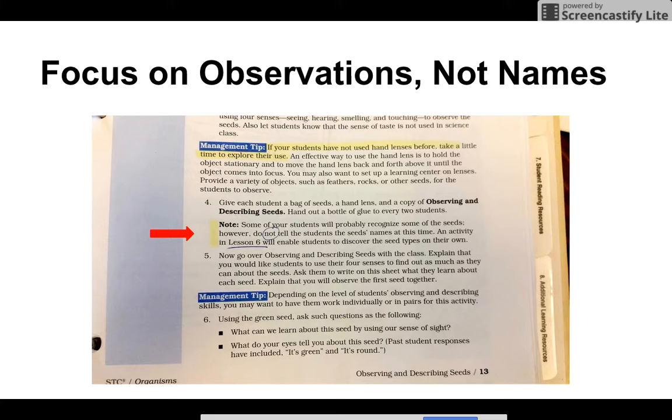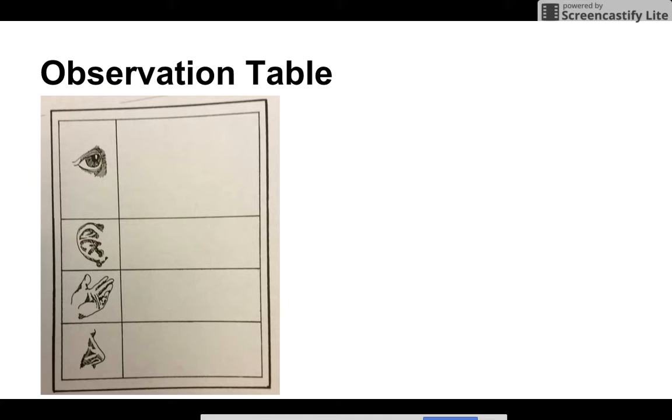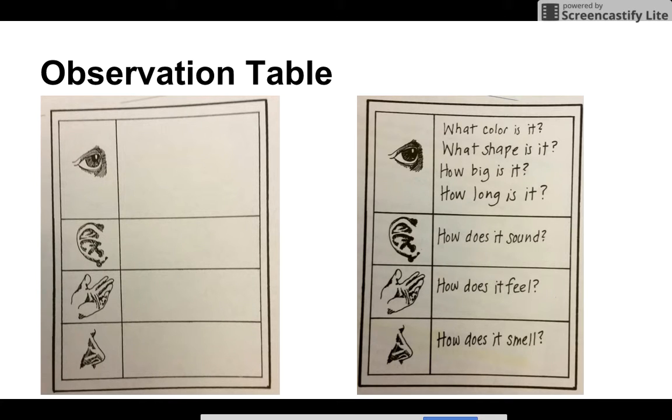You can use the large images of an eye, hand, ear, and nose at the end of Lesson 2 to make an observation table. You fill in this table with students' ideas for what questions you can answer through each sense. Use these questions to help students observe the first seed.